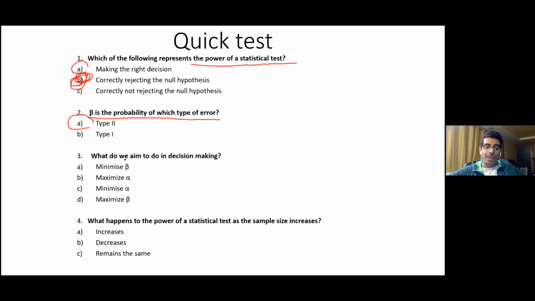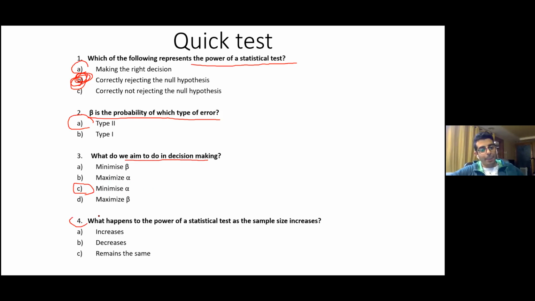So 3, what do we aim to do in decision making? See, he doesn't give you the decision because that's too controversial. He just tells you, what do you aim to do in decision making? What do you do? So let's go on question 3. Yeah, you want to minimize alpha. Exactly. You want to minimize alpha. So we talked a lot about this.